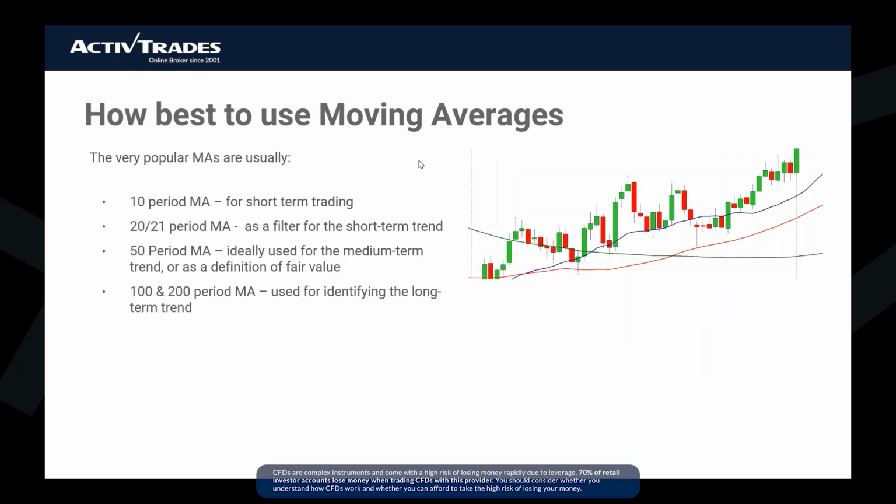And so when price has pulled a good deal away from the 50 period moving average, that in itself can give you some insight into whether that particular instrument is overextended, whether it is deemed to be below value, or whether it's deemed to be maybe a little bit excessive. But you'll find lots of traders use the 50 period moving average as a definition of fair value. And then you have the 100 and 200 period moving average used for identifying the longer term trend.